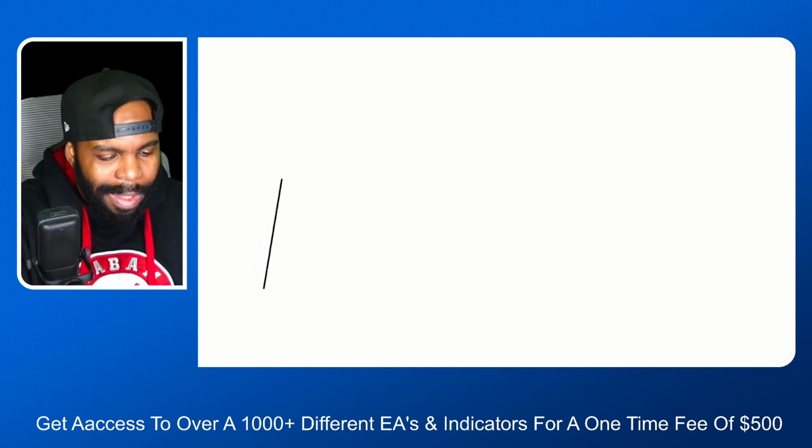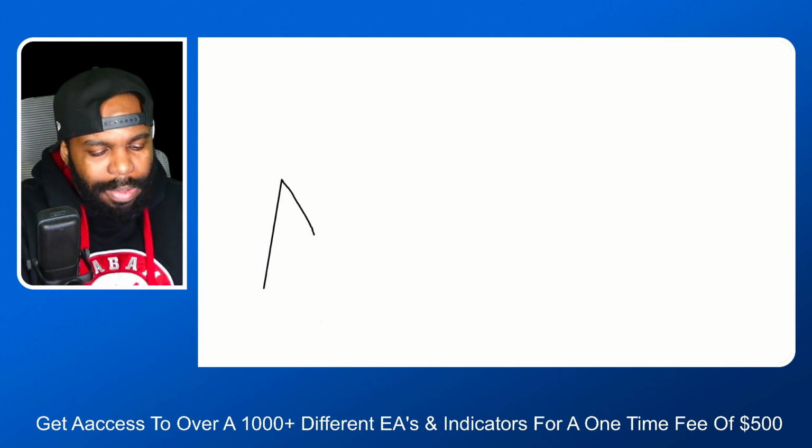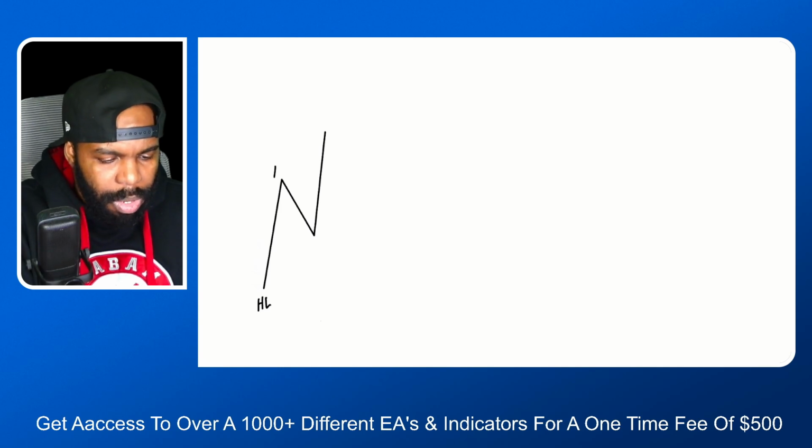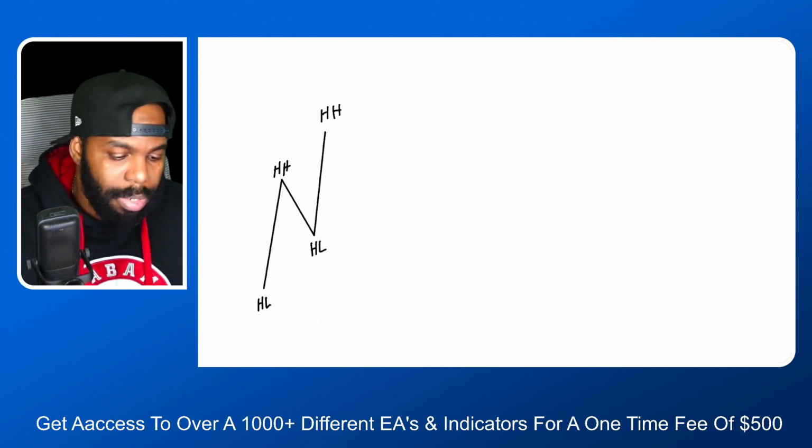So we create a higher high, and then we're going to create a higher low, and then we're going to create a higher high. All right. This is basic market structure. We should all know about higher highs and higher lows and lower highs and lower lows. But this is basic market structure. So we created a higher high, and then we created a higher low, and then we created a higher high, right? This is also an ABCD pattern as well.